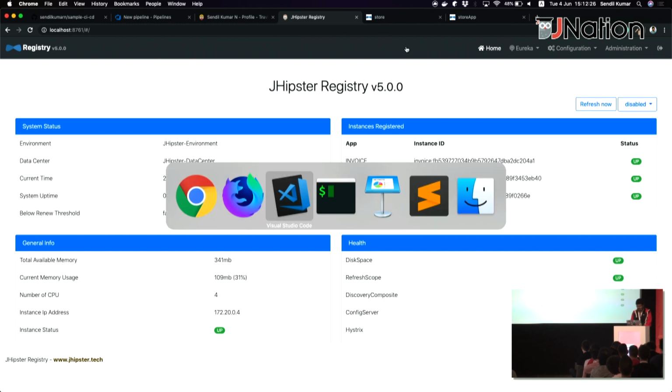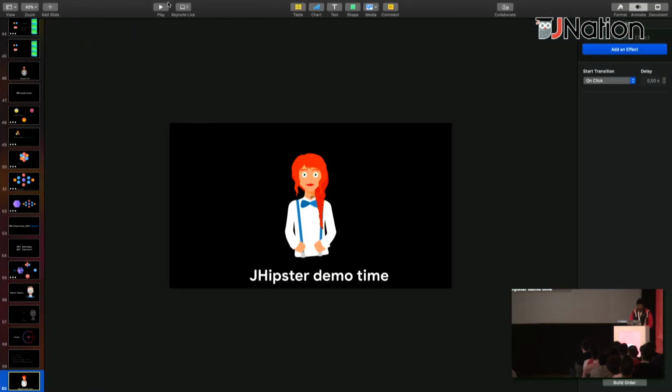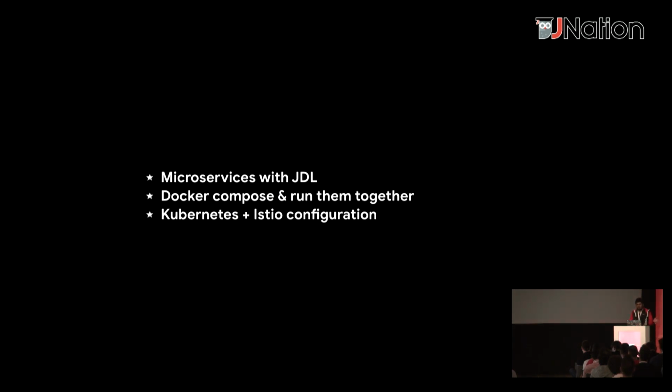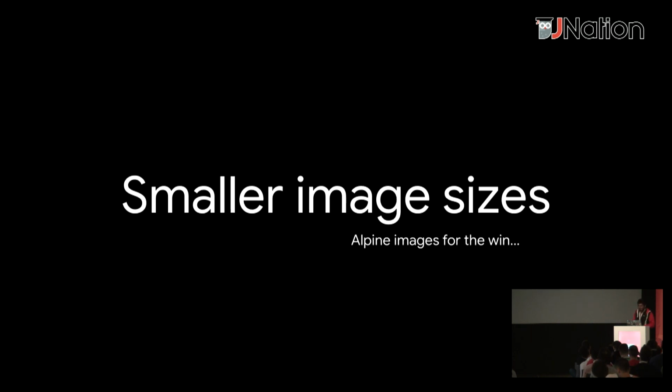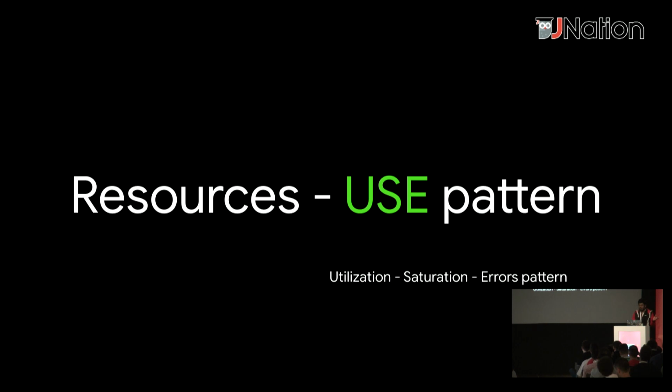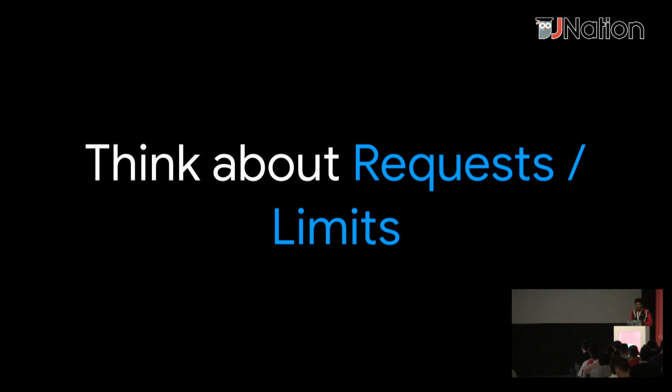and how you can configure it. So going back to the slides, and I'm skipping CI/CD because I don't have time. So this is what we have seen: microservices with JDL, Docker Compose, and how to run them together using a JHipster registry, and also Kubernetes plus Istio configuration. I'm just going to skip this thing. You can go ahead and read the slides. I'll publish the slides. These are limited things.